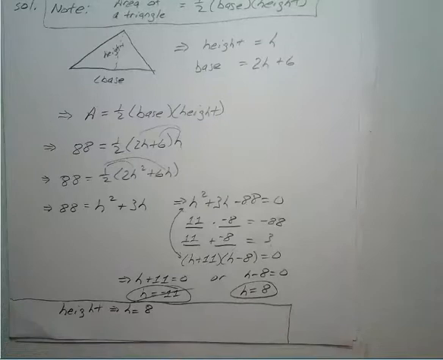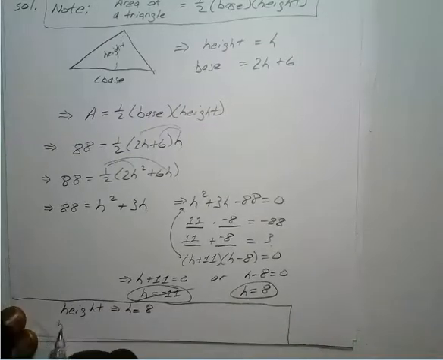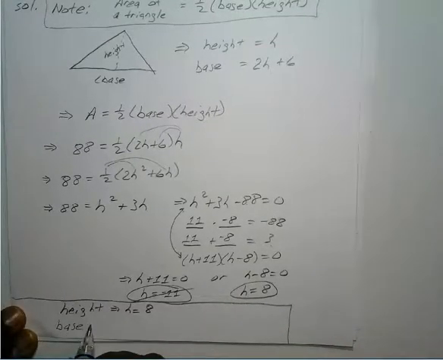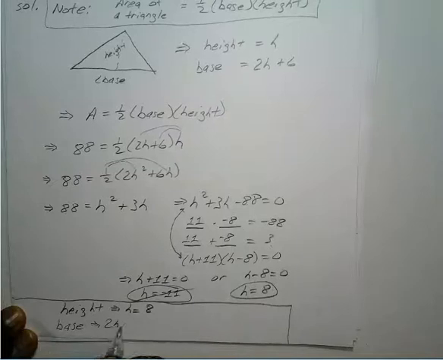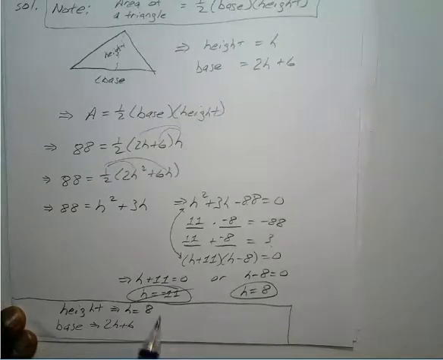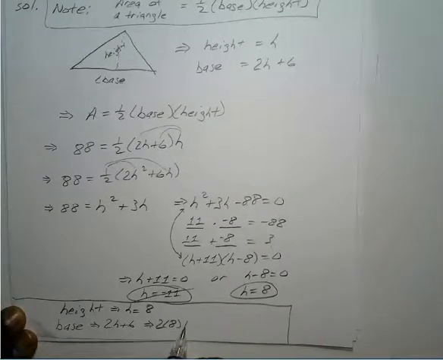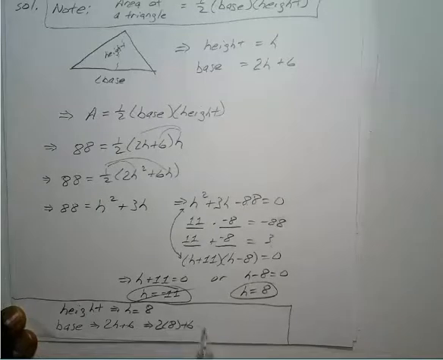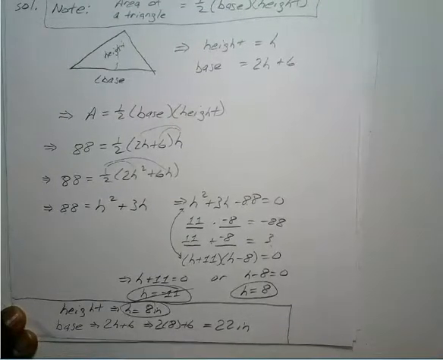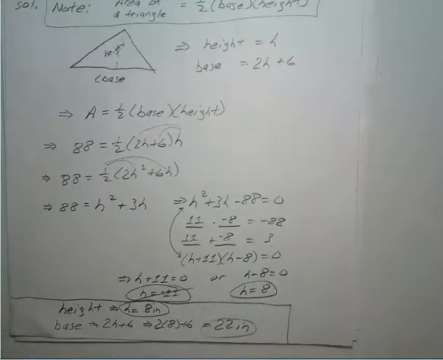Now your base, that's 2h plus 6. Since h is equal to 8, that's 2 times 8 plus 6. 2 times 8 is 16. 16 plus 6 is 22. Okay, so your height is 8 inches, and your base is 22 inches.